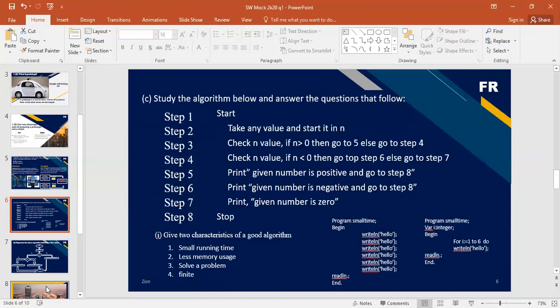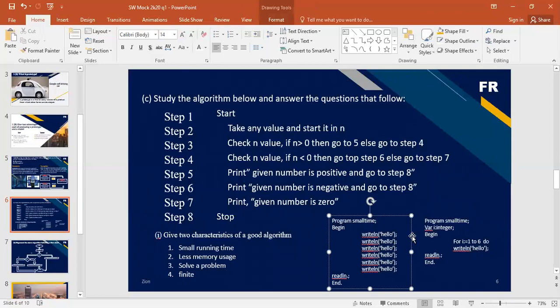The first question says, give 2 characteristics of a good algorithm. I've given 4. The first one is small running time. Let's consider these 2 algorithms. Look at this algorithm written in Pascal. Program small time, begin. You have writeln hello, writeln hello, writeln hello 6 times, then readln n. Then look at this other one, the same thing. Program small time. Variable I is an integer. For I equals 1 to 6, do writeln hello.